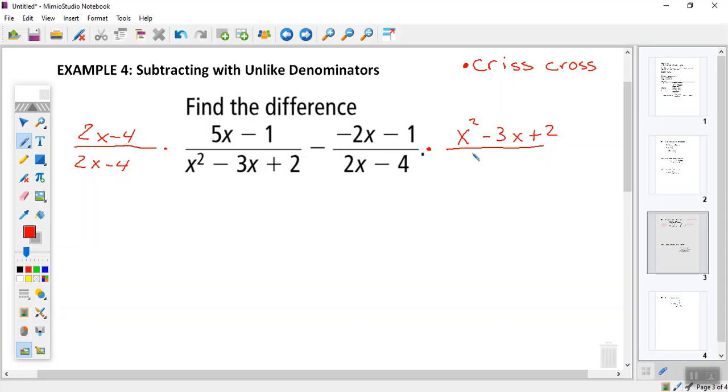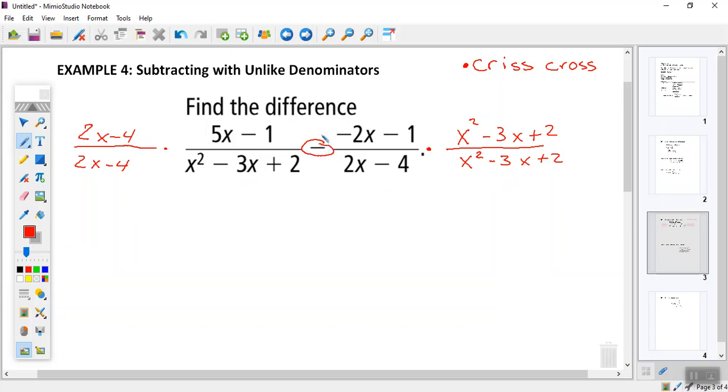Now, kids, here's the deal. The denominator on the left side is going to be the 2x minus 4 times this trinomial, right? And over here on the right, it's going to be this trinomial times 2x minus 4. Have we established a common denominator now, kids? Yeah. Okay. Now let me show you something real quickly.